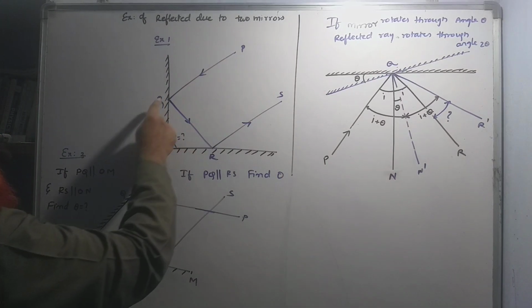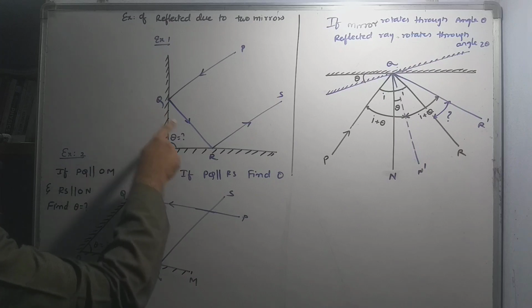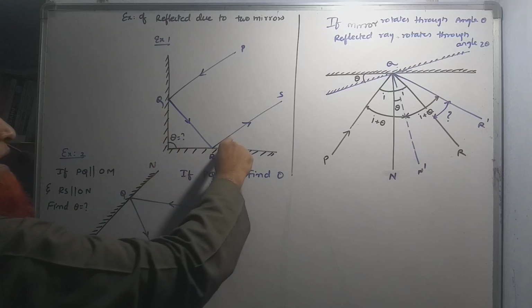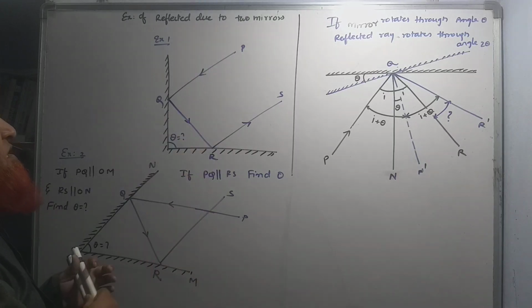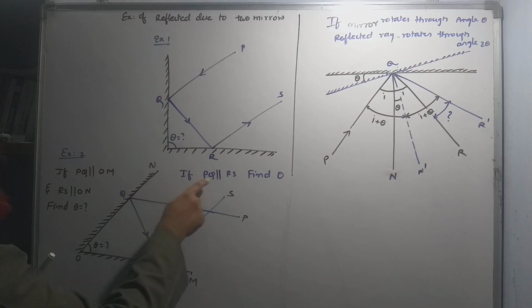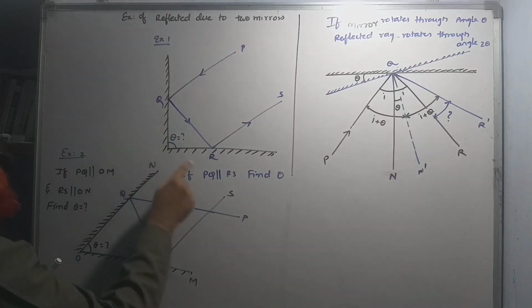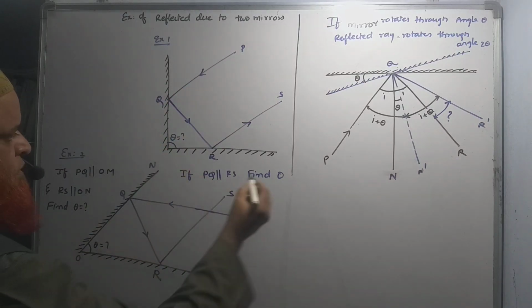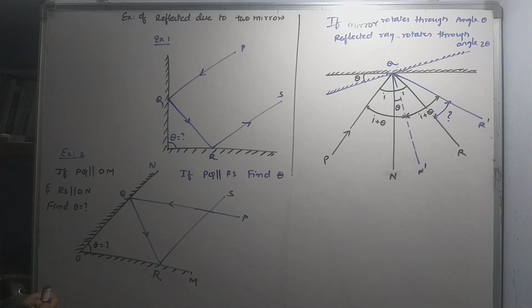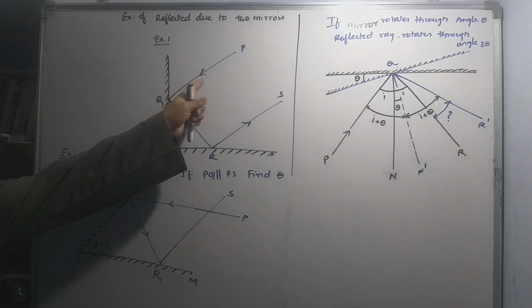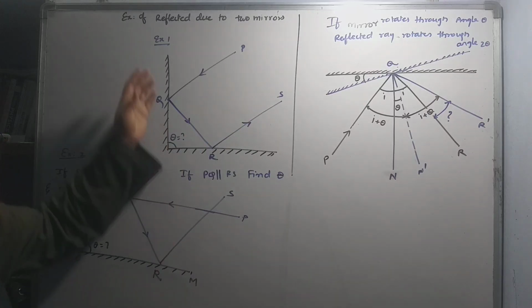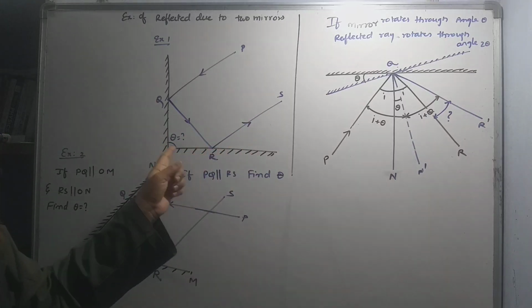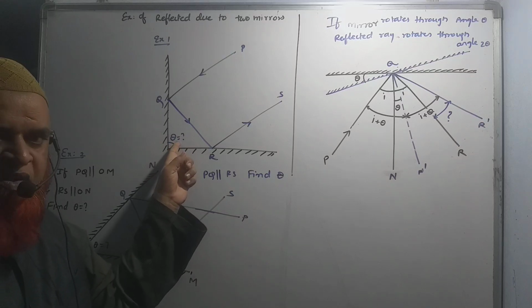The light ray PQ falls on the mirror, gets reflected back and again returns back. Now the condition here is like this: if PQ is parallel to RS, find theta. How will you find theta here? It is given in the question that PQ and RS are parallel. Let me explain once again. I am taking two mirrors, and I have to find out the angle between the two mirrors.